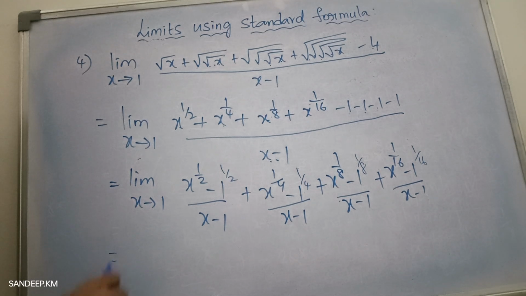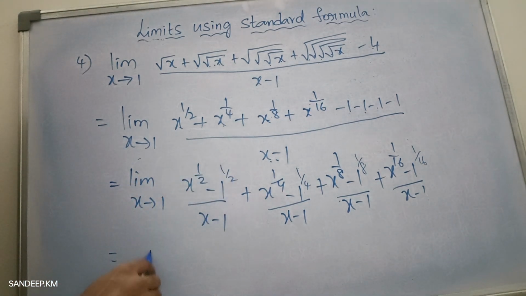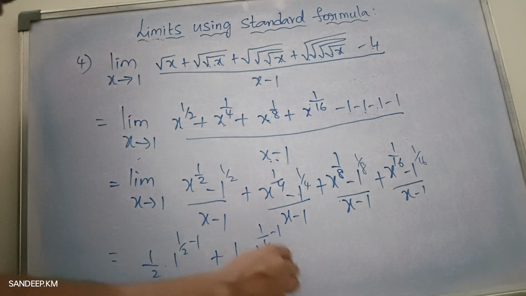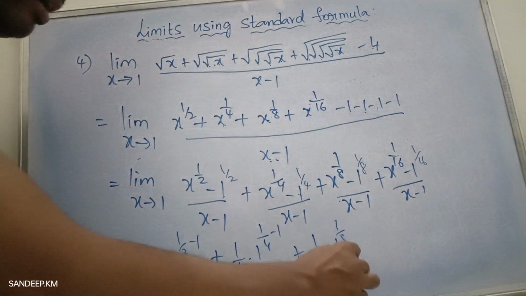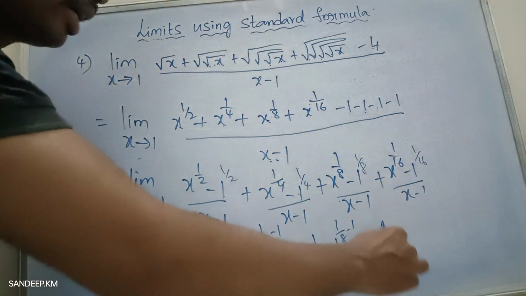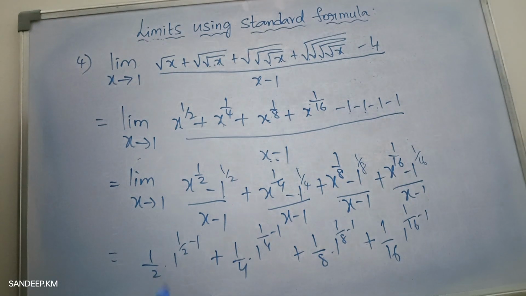So what is the final answer, dear students? X approaches 1. This one, what is it? n into a power n minus 1, correct or not? Plus, again n into, that means 1 by 4 into 1 power n minus 1. Plus, here n into a power n minus 1, plus again 1 by 16 into 1 power 1 by 16 minus 1. 1 power any number is 1 only, so we can ignore.